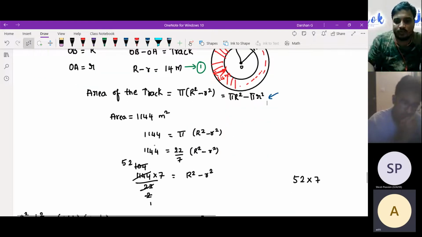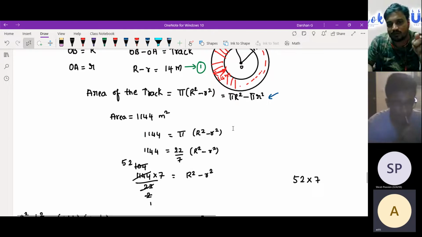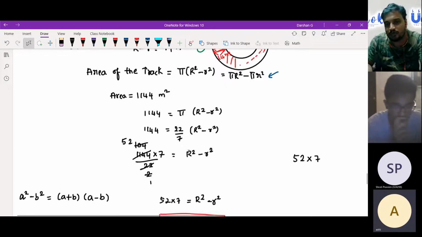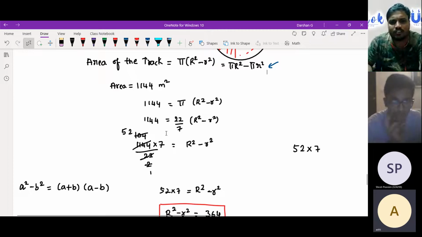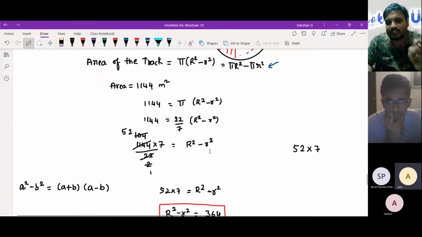Next, the area is given as 1144. Put it in the equation: 1144 equals pi into (R square minus r square). I've taken pi as 22/7. When you do a small division, you will get the answer as 52. So 52 is equal to R square minus r square.